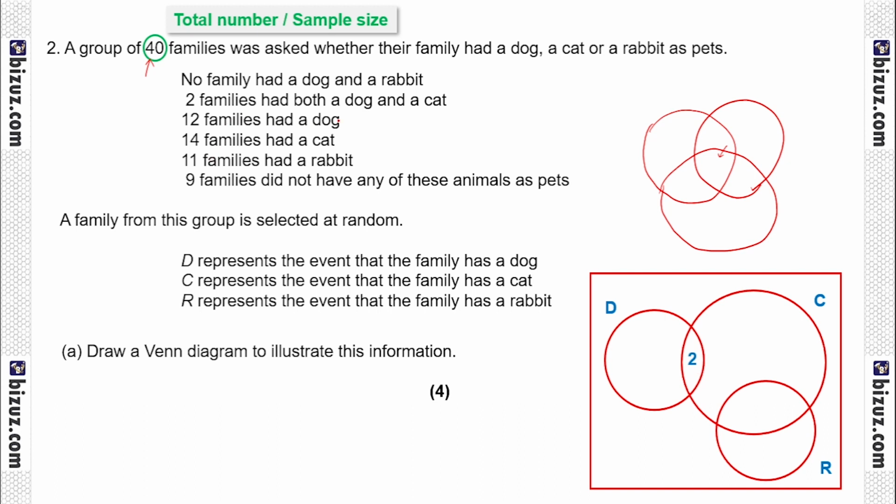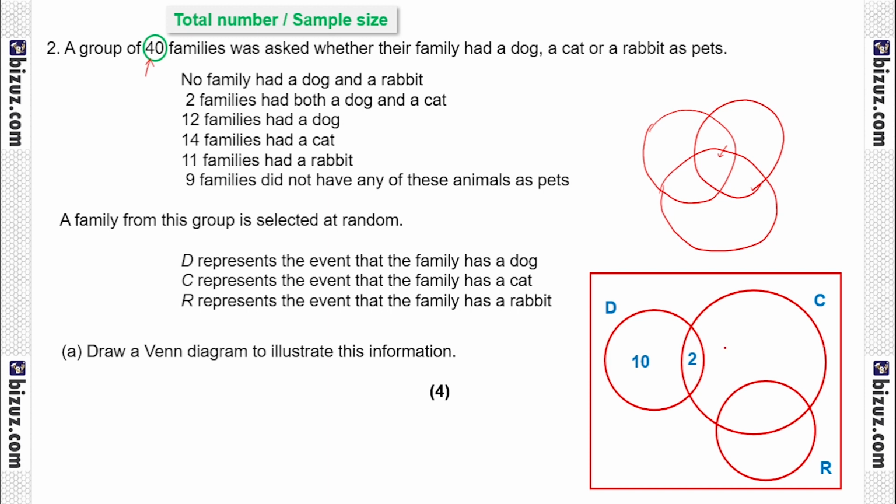Then we have 12 families had a dog. So inside D, in total, it should be 12. So we have 2 here. So this is going to be 12 minus 2, that's 10. We have a 10 here. 14 families had a cat, and then we have 11 families had a rabbit.